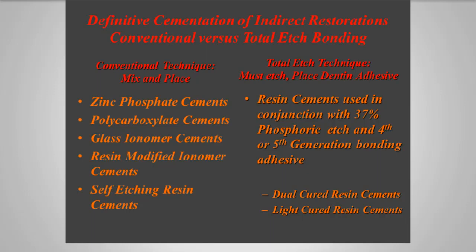When you look at total etch you are looking at a single cement in that category, and it's resin cement, and it's used in conjunction with a 15-second etch with 37% phosphoric acid, followed by a 15-second rinse, and then placement of a 4th or 5th generation bonding adhesive. And you can find resin cements in 2 categories: dual cured, one type that has a light cure activation and also a dark cure for full coverage restorations where the curing light can't penetrate thoroughly, and light cured resin cements used primarily for porcelain and indirect composite veneers.